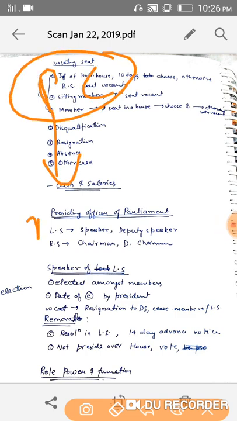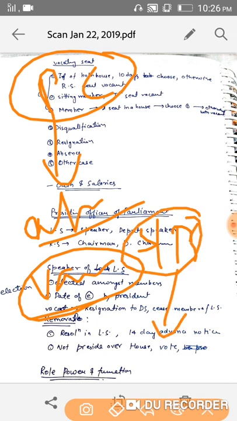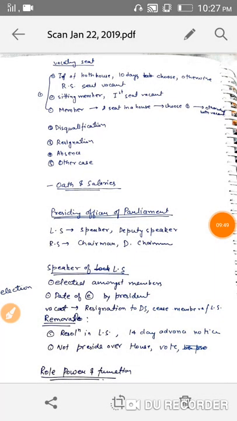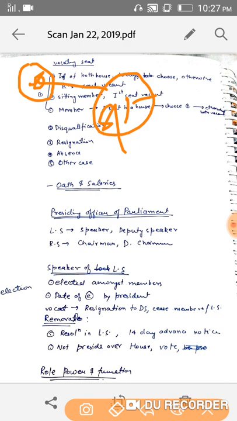Not in vacancy. In a vacancy of speaker and deputy speaker, the person who becomes speaker is decided by the President of India. Then we have a pro tem speaker. The pro tem speaker is the senior-most person who becomes the presiding officer for a few hours or a few days until the speaker is elected. So it's a temporary post.